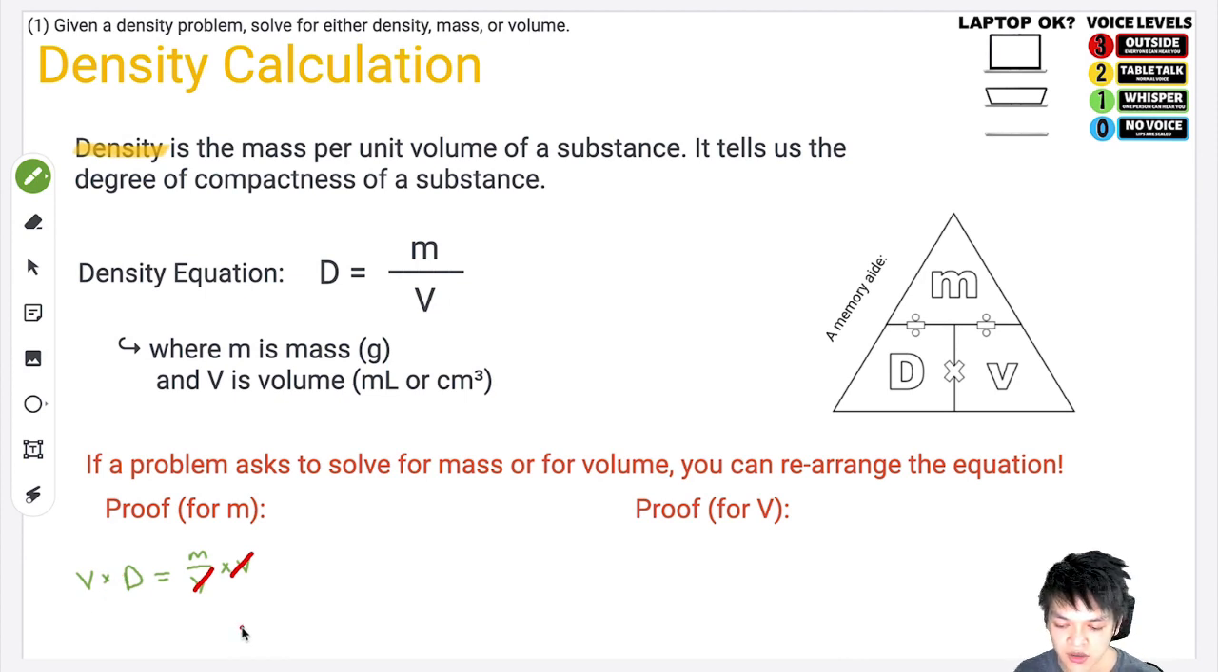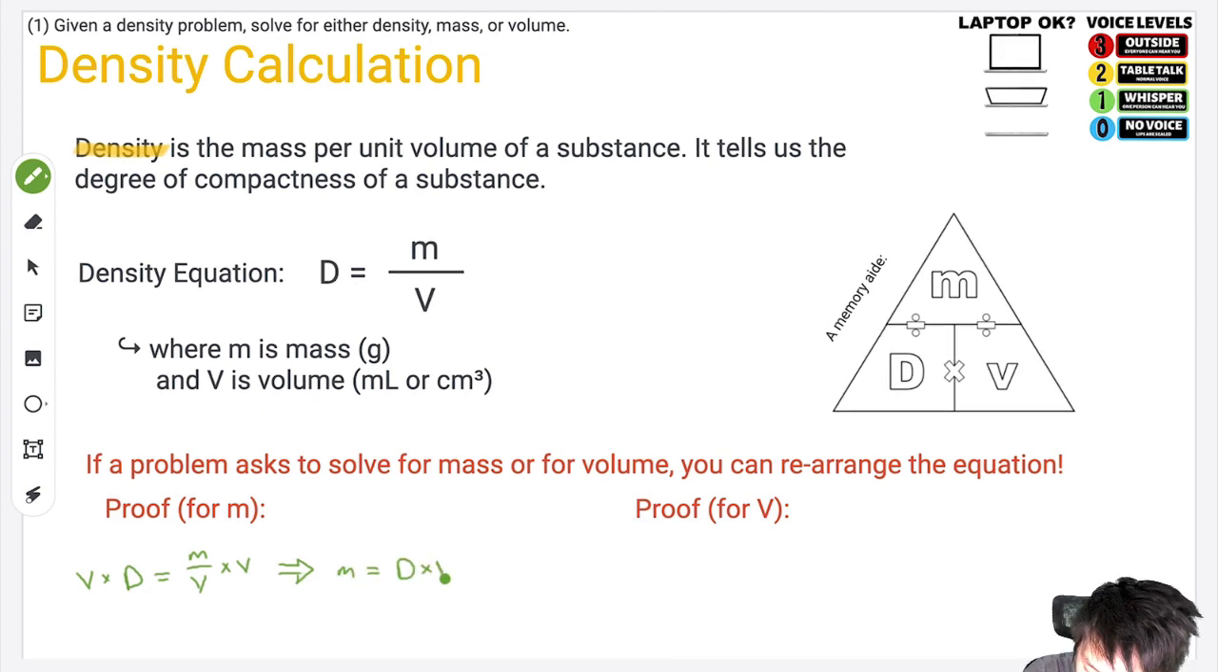So, I can rewrite that now. Just drawing an arrow. Mass is equal to density times volume. And then if you're given a problem where you're given density and you're given volume and you're asked to solve for mass, you just use this equation and you plug in density and you plug in volume and you just multiply them.